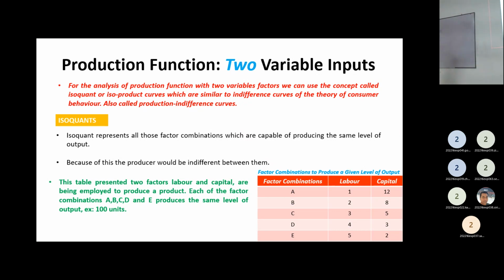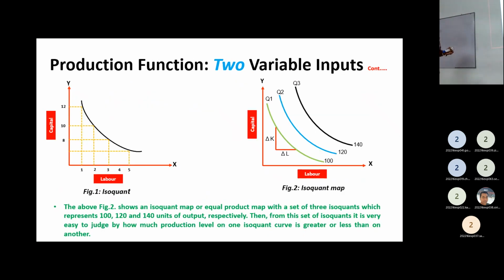Okay, this is what we have done at the very beginning. This table presented 2 factors, labor and capital, being employed to produce a product. So we have 2 inputs, labor and capital. Each of the factor combinations A, B, C, D, and E produces the same level of output, that is 100 units. So if we plot this on a graph, we call this an isoquant curve. A curve that shows the same level of output that a producer could produce from different factor combinations. Is that clear? From different factor combinations.